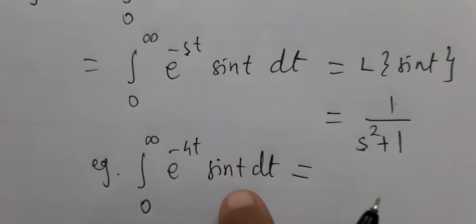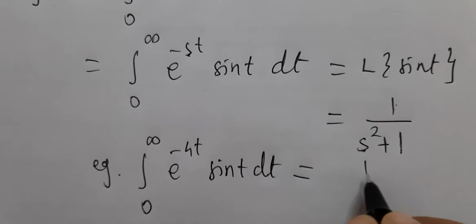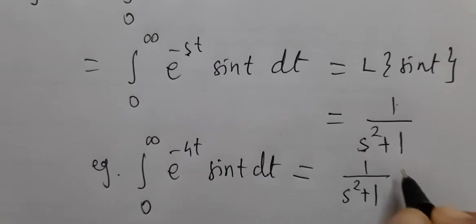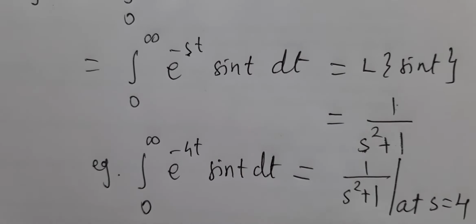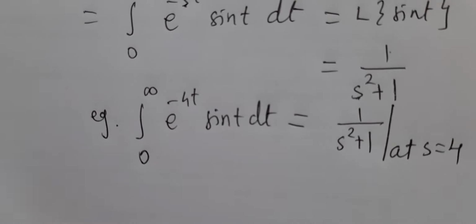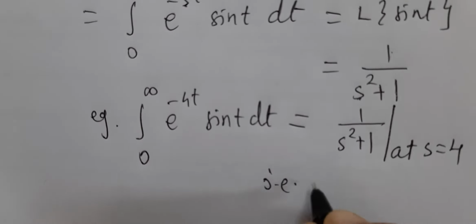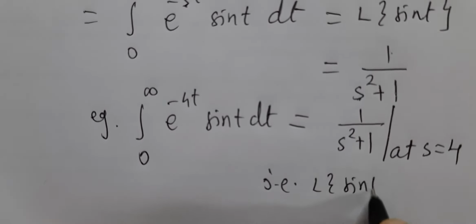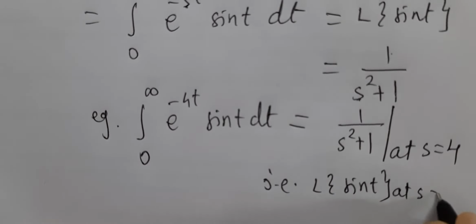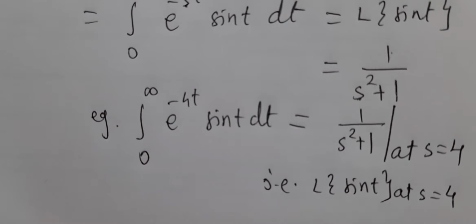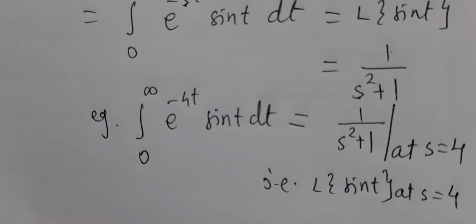This integration is nothing but 1 upon s square plus 1. Here we are going to put s equal to 4. That means, in Laplace of sin t, whatever is Laplace of sin t, there we are going to put s equal to 1. Understand this step very well.